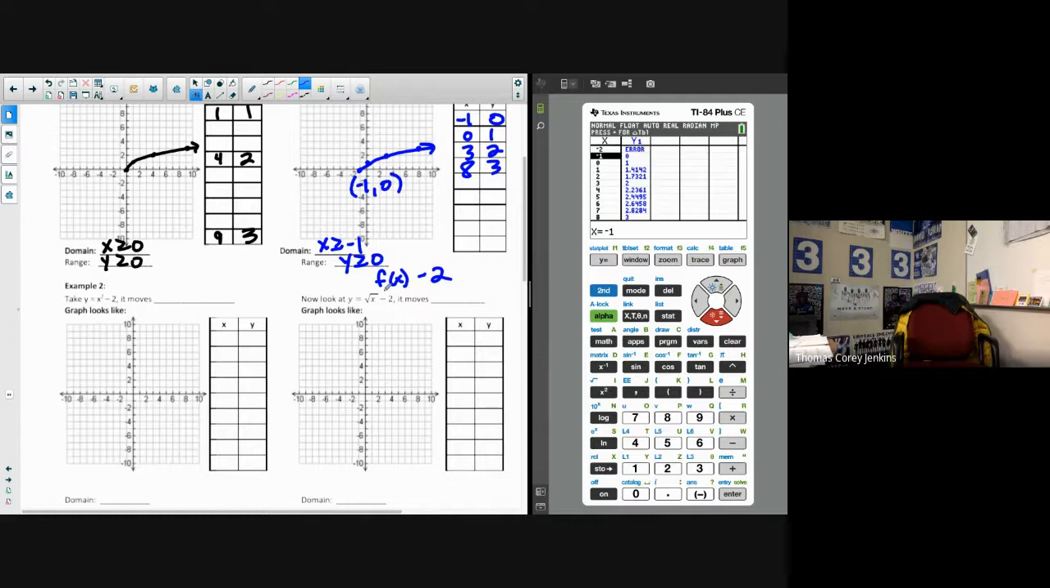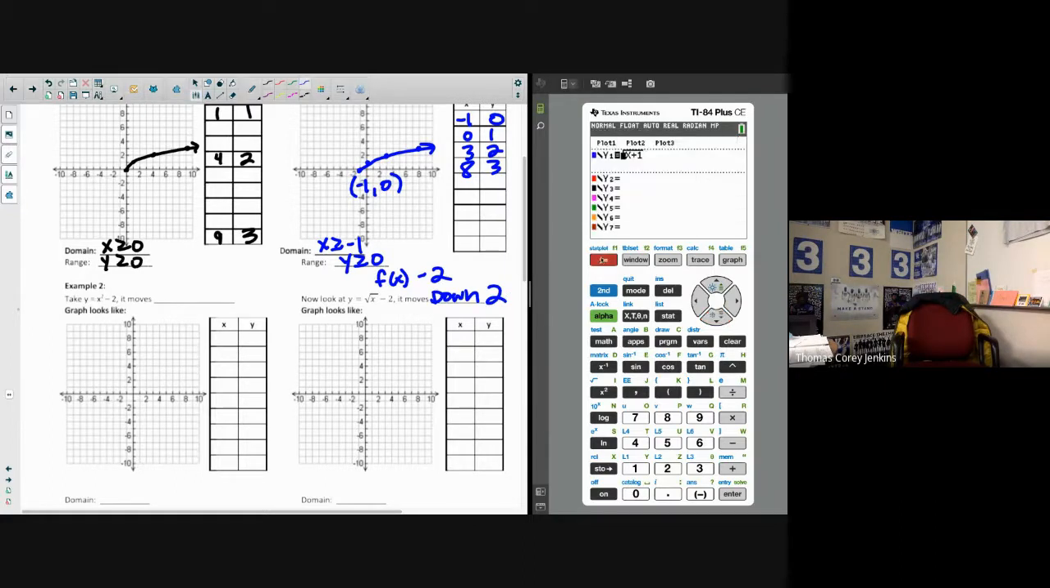The answer is it's going to move us down 2. Okay? And if you didn't just remember that, then you could have used your calculator to help. So go back to y equals. I'm going to just clear out what's there. Type square root of x, arrow out, and then minus 2. Look at my graph, and now I can see it's just the parent function shifted down 2.